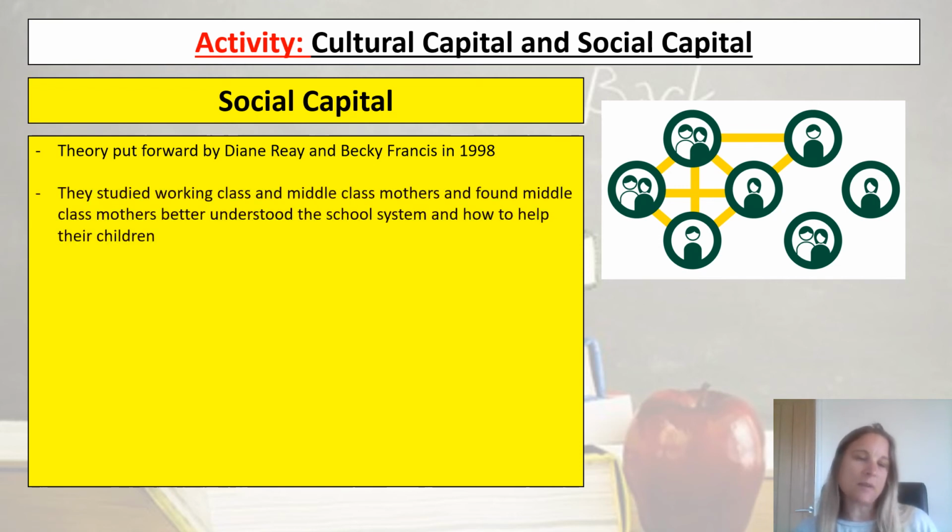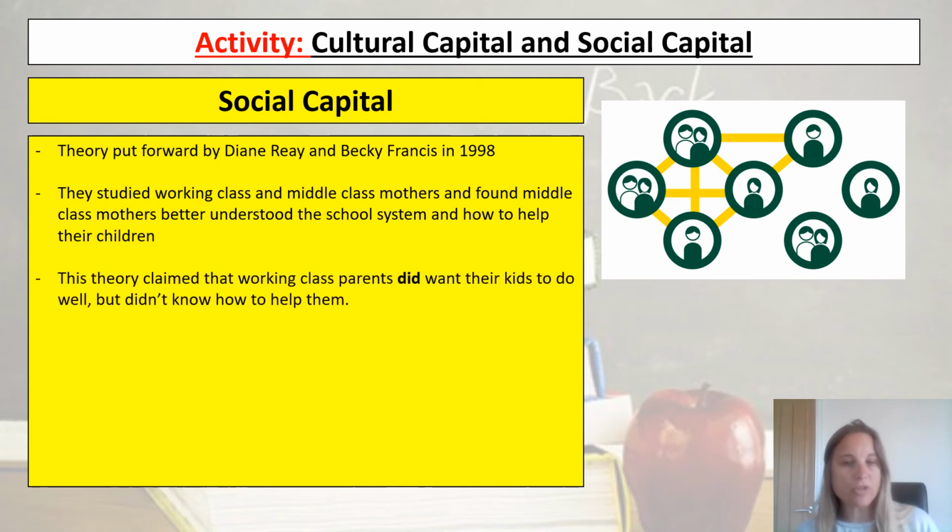And their study, what they looked at was they said that working class and middle class mothers are different in how well they understand the school system, and they found that middle class mothers understand it better and they understand better how to help their children. And they put aside this idea that working class parents don't want their children to do well.